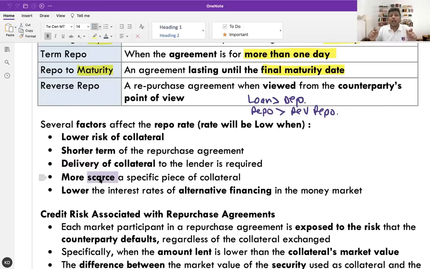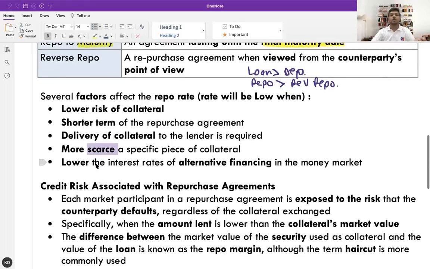Now, if this collateral is of very high quality or very scarce in the market, then the lender will be very excited to get this collateral. Let's say if I give you Bitcoin as a collateral, just hypothetically, then you'll be more excited, correct? So the more the demand for the collateral, the more the scarcity of the collateral, the lower will be the yield. The lender will be more than willing to give you funds. So if you want lower repo rates, the quality of your collateral should be very high. Also, the lower the interest rates of alternative financing in the money market, the lower the repo rate.